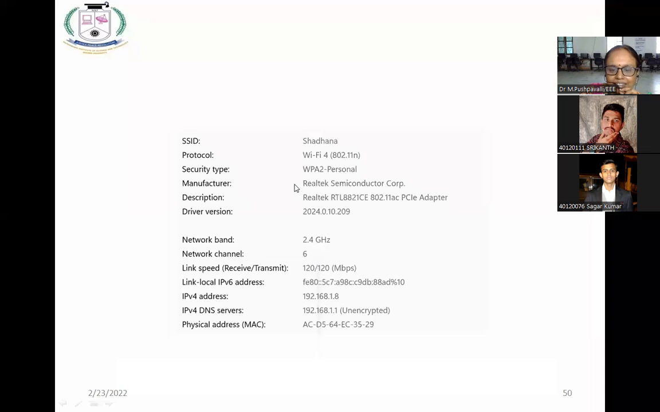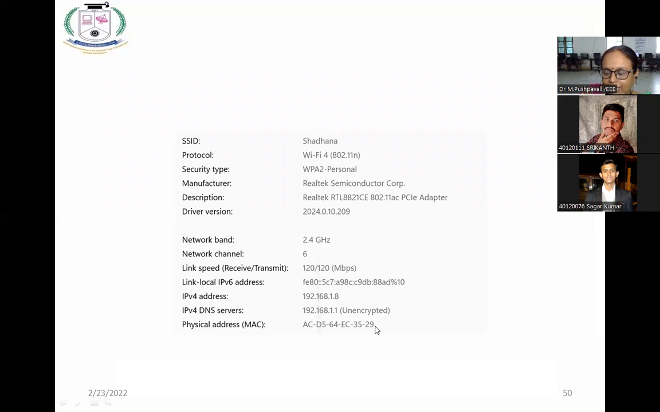Yeah, I think this is what I gave you. My IPv4 address is actually 192.168.1.8. Okay, and in that, when you see my network band, everything is there. So even my Mbps, that is megabit per second. And this is a physical layer address, the MAC address, which is also given.